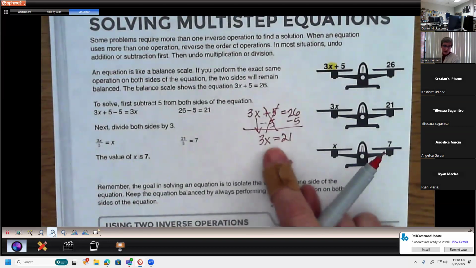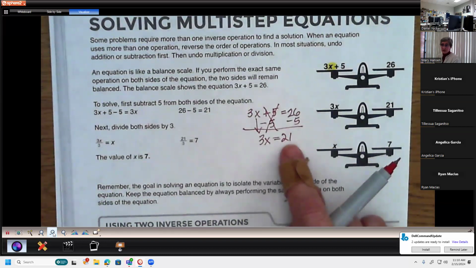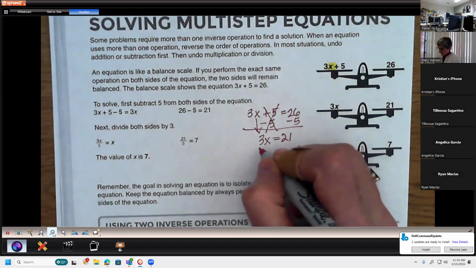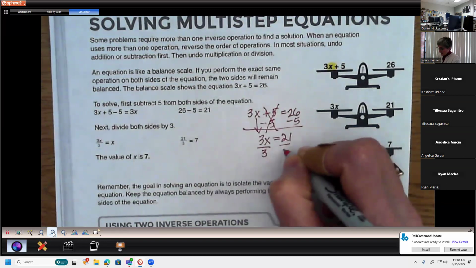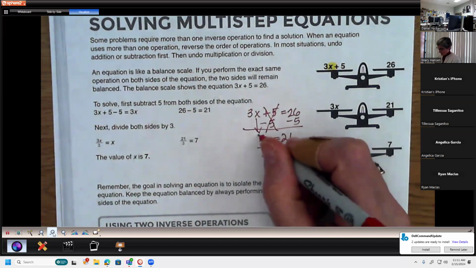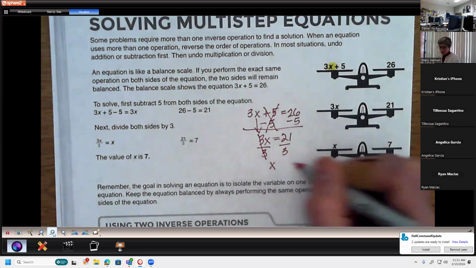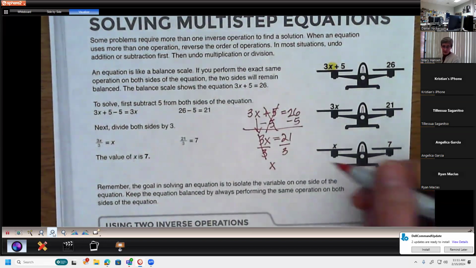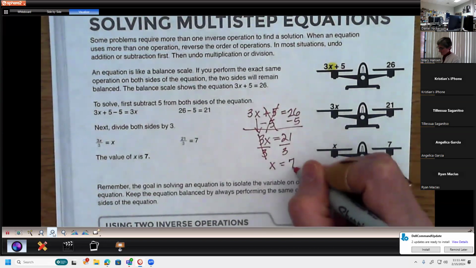And now we have an equation that looks just like Tuesday. 3 times a number is 21. The opposite of multiplying is dividing. 3 divided by 3 is 1, or 1x. And 21 divided by 3 is 7.